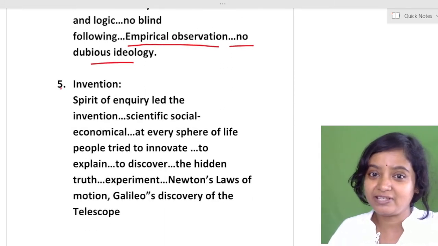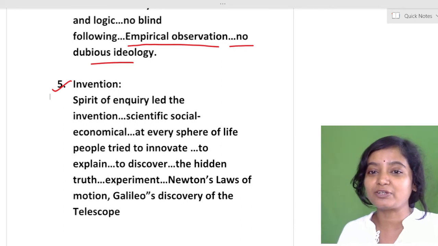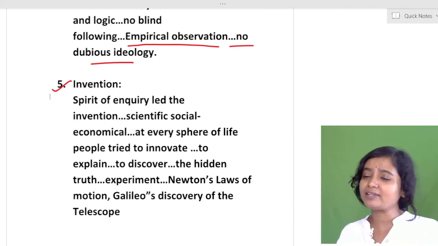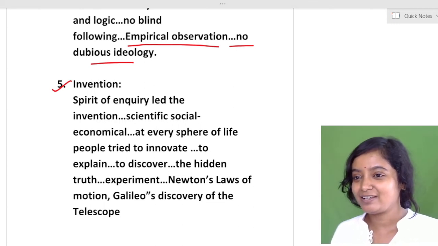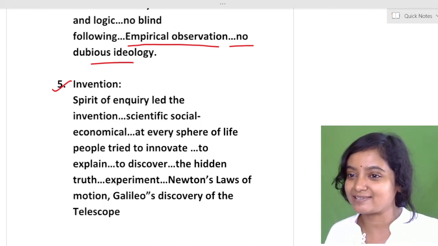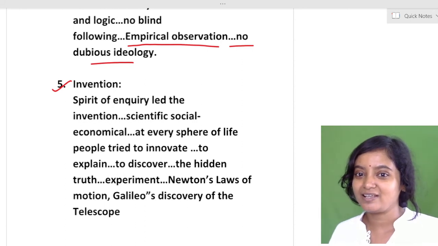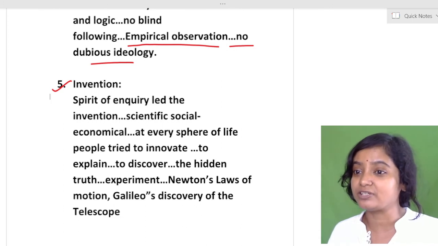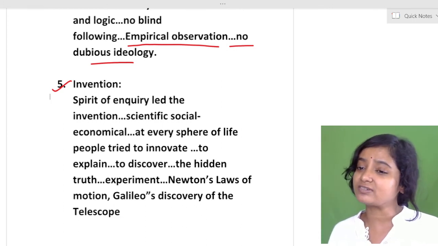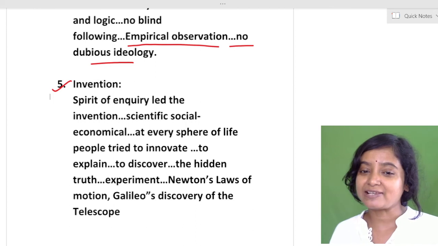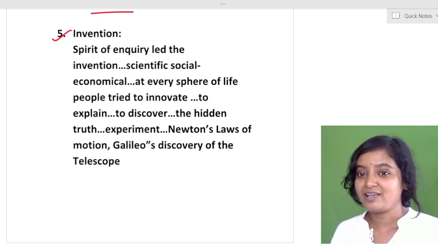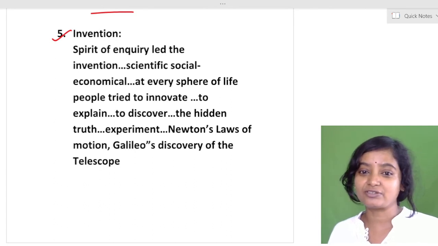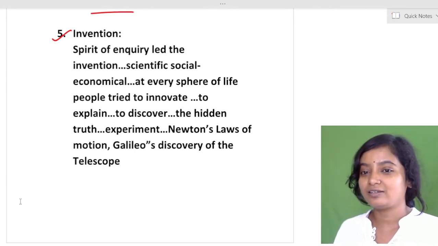Number 5, that is invention. Spirit of inquiry led to invention. When we started questioning why it is happening, then we started finding the answer to that why in our inventions. Scientific, social, economical, in every sphere of life people tried to innovate. People tried to search for the reason, to explain, to discover the hidden truth, the experiment. Newton's laws of motion, Galileo's telescope, all at this time.